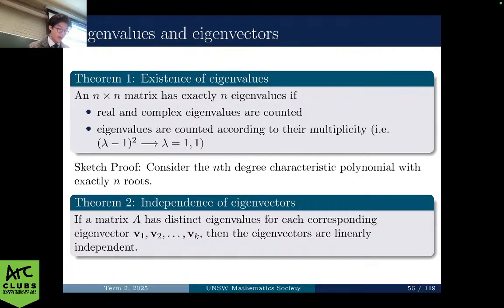Whereas, if you have the second theorem, the independence of eigenvectors, we say if a matrix A has distinct eigenvalues, for each corresponding eigenvector, then we can say that the eigenvectors are linearly independent. And I'll show you more about the relevance of this in the next slide.